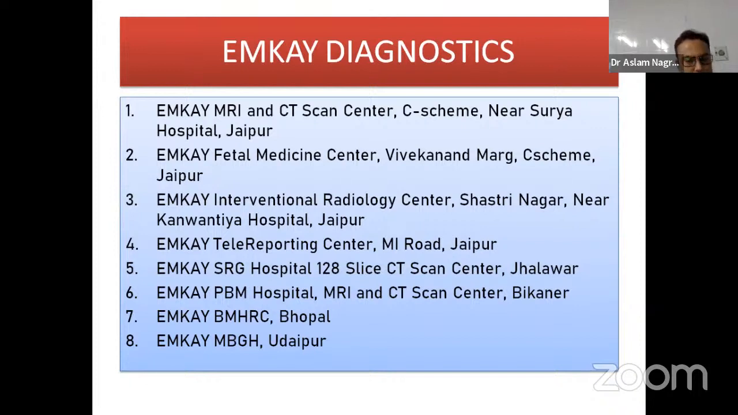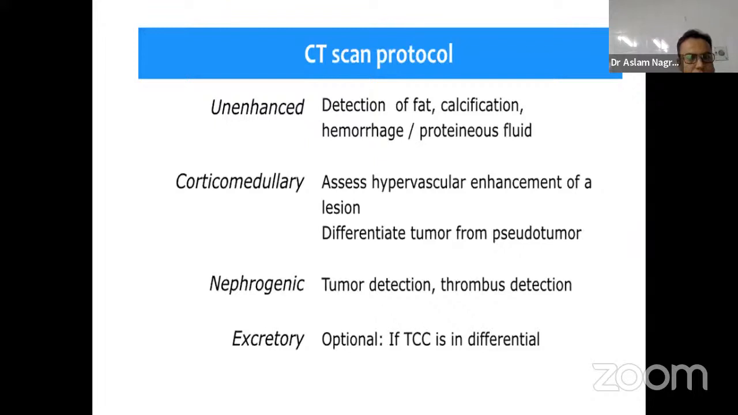Similarly, you can see a hemorrhagic renal cyst, which is a high density renal cyst, which can be visualized on an NCCT. And if you are not doing NCCT and straight away going with contrast CT, sometimes you can misinterpret it as a lesion or a malignancy. So it's always good to have an NCCT film. At least these features can be identified on NCCT.